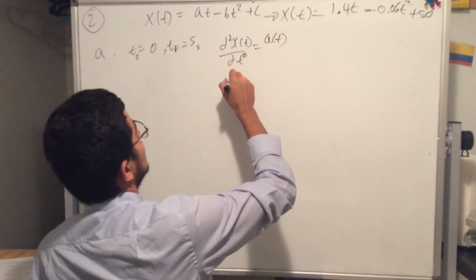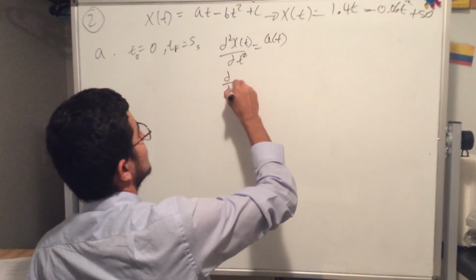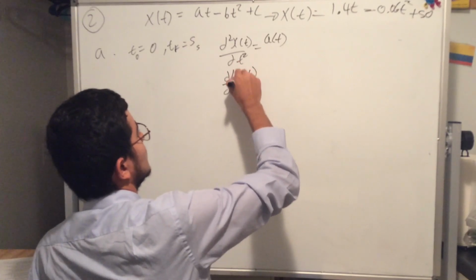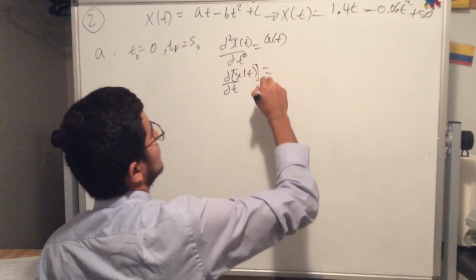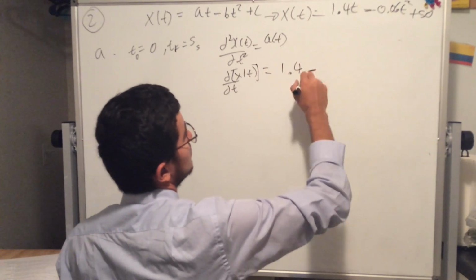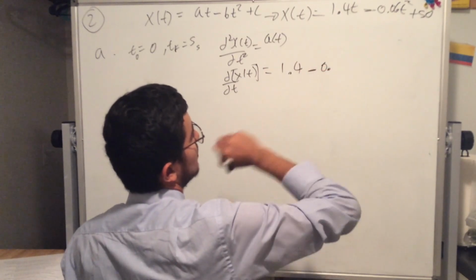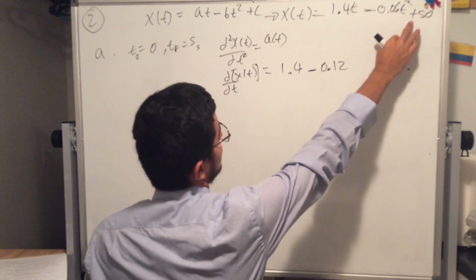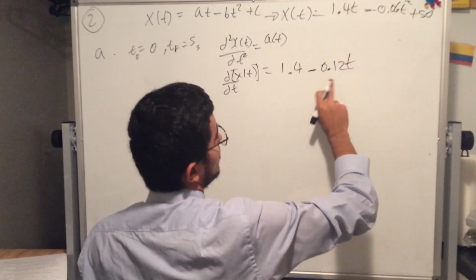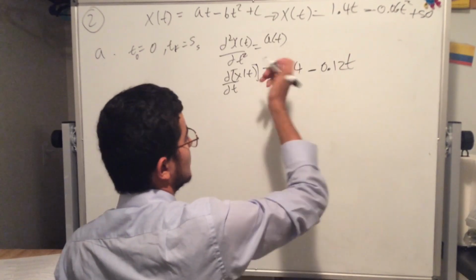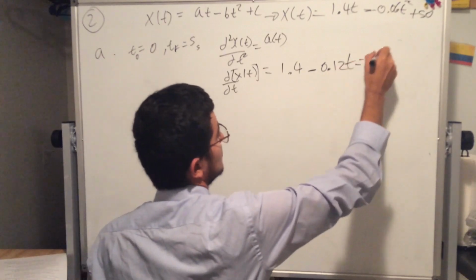So let's go ahead and take the first derivative. The first derivative of position to get velocity is going to give us 1.4 minus 0.12t, and the derivative of 50 is just 0. That's going to be the velocity function.